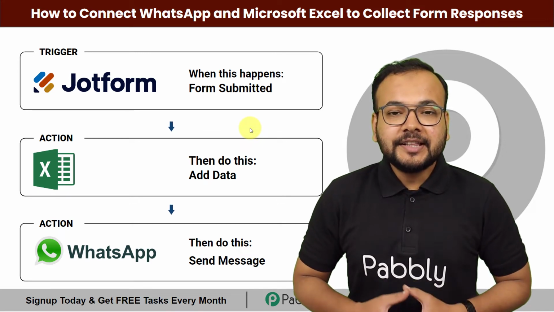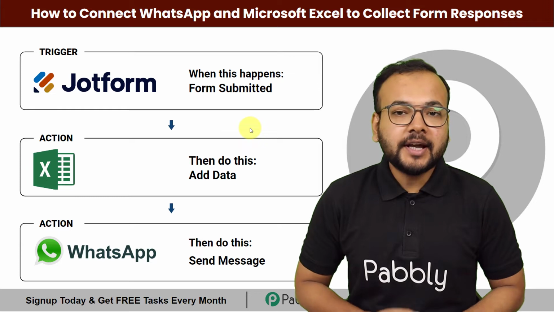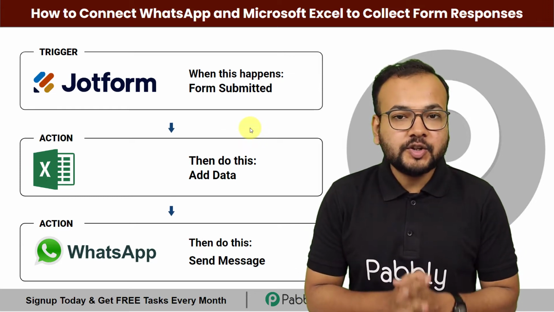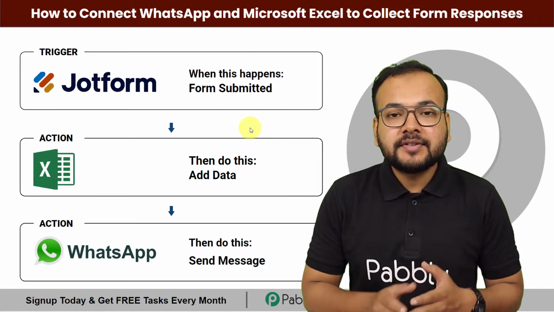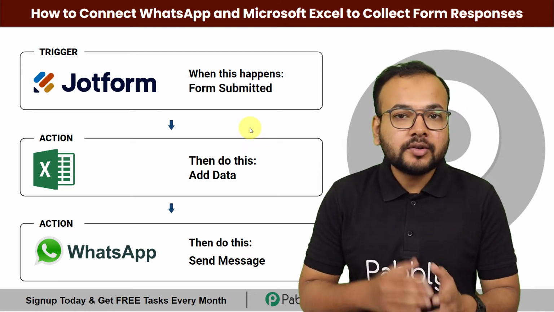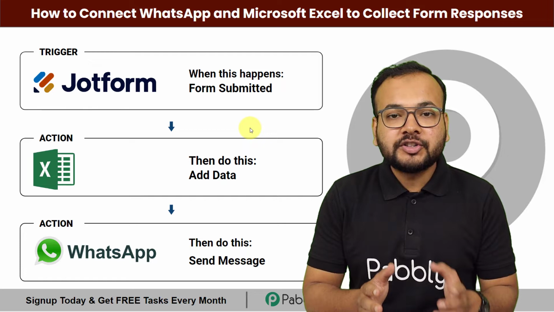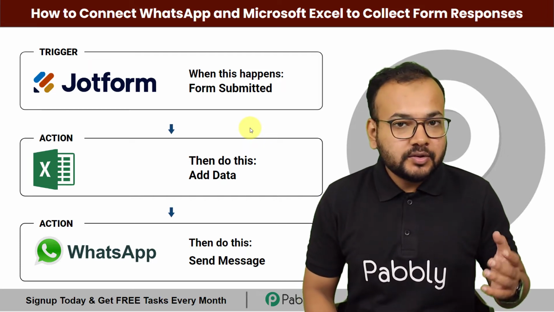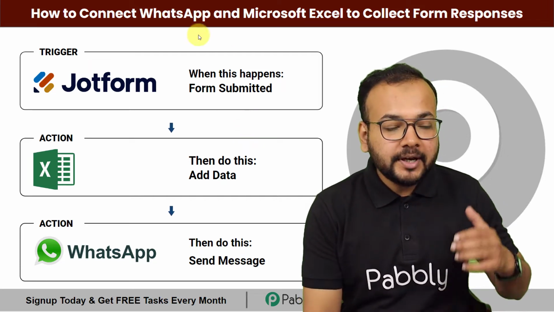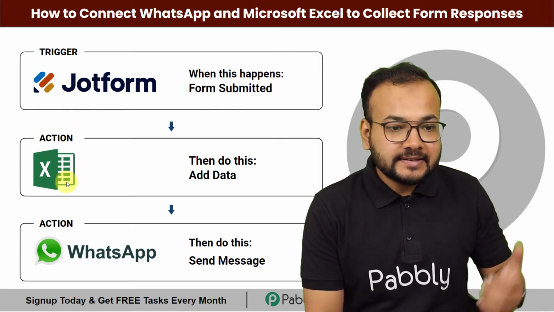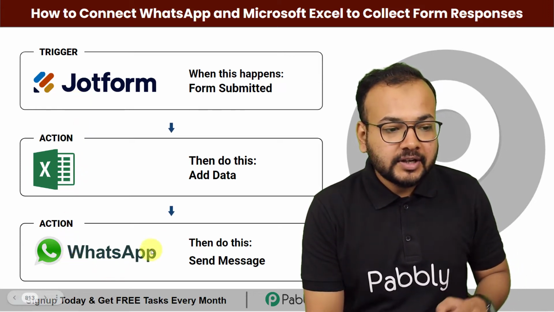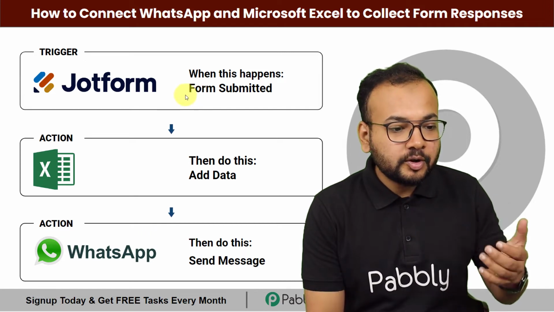Hey everyone, in this video you will learn how you can collect form responses into your Microsoft Excel worksheet and at the same time receive a notification message about that form submission on your WhatsApp automatically. So guys, you can make this happen by setting up an automation between your form, your Microsoft Excel and WhatsApp application, and the flow of this automation is going to look like this.